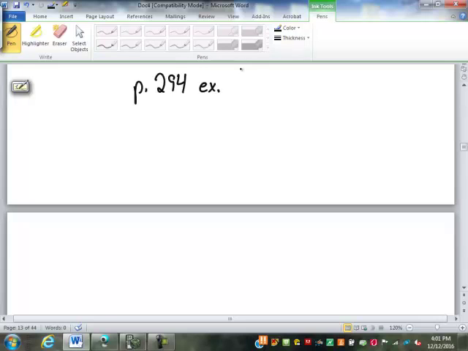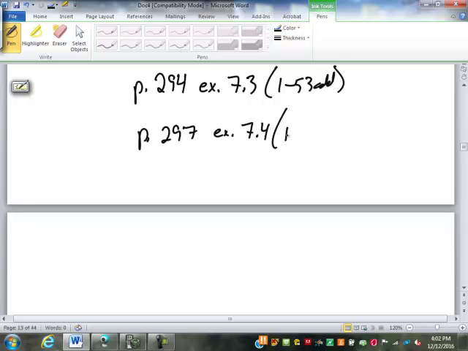In your book, page 294, exercise 7.3, 1 through 53 the odds, goes over direct variation. On page 297, exercise 7.4, 1 through 43 the odds, goes over inverse variation.